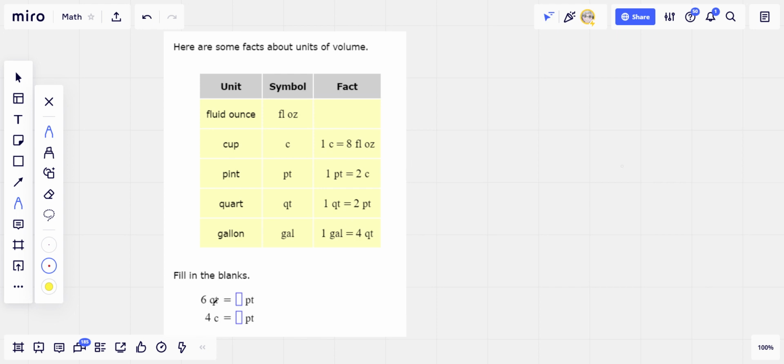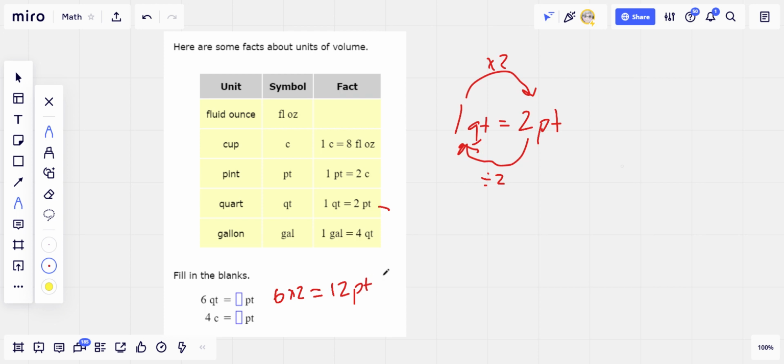Our first problem is we have 6 quarts and we want to convert it to pints. So I'm going to find the fact that has quarts and pints. And here I see 1 quart equals 2 pints. Now, to go from quarts to pints, I go from 1 to 2. That's multiplying by 2. The other direction, from pints to quarts, is going to be the opposite of multiplying by 2, which is dividing by 2. In our problem, we're going from 6 quarts to some number of pints. So we're multiplying by 2. So this is going to be 6 times 2 equals 12 pints.